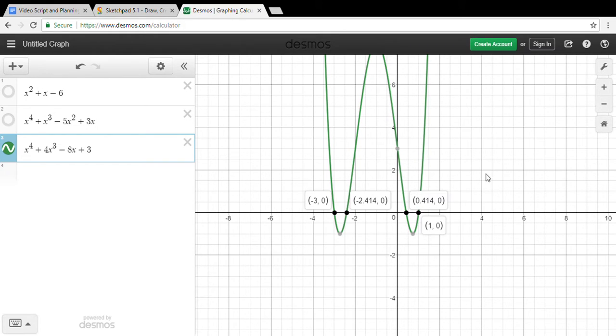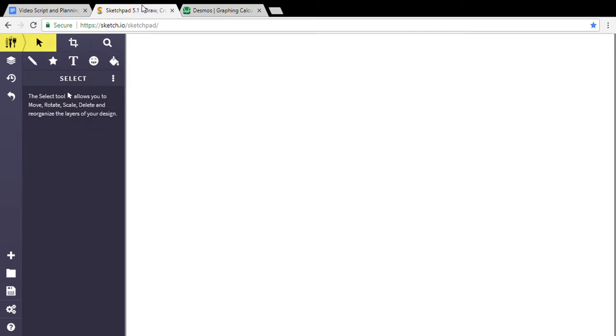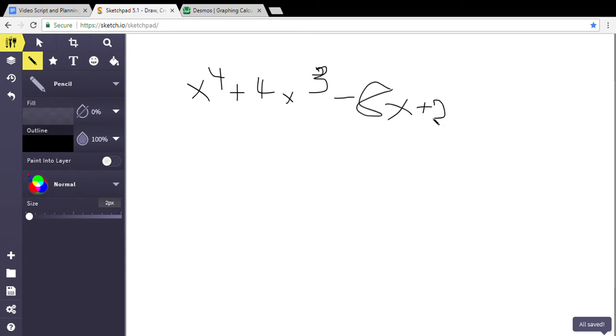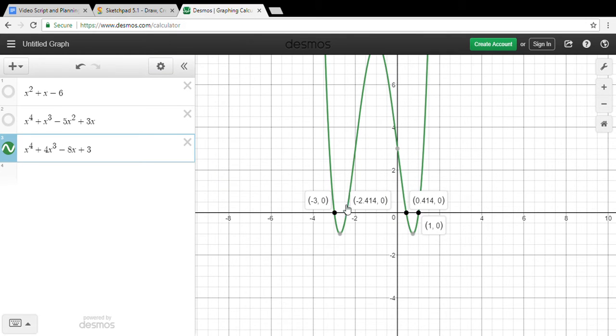And you would normally be unable to find it using synthetic division. However, we do have some integer zeros which we can remove using synthetic division first. So we have our equation of x to the fourth plus 4x to the third minus 8x plus 3. And we are going to start by factoring out this zero, -3.